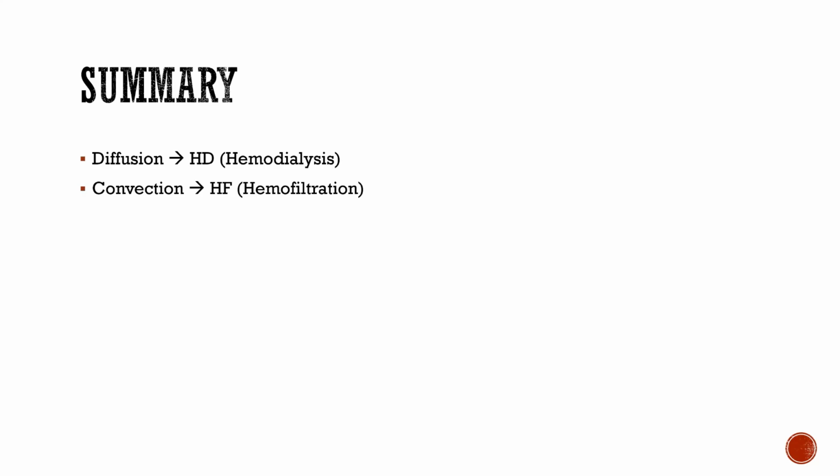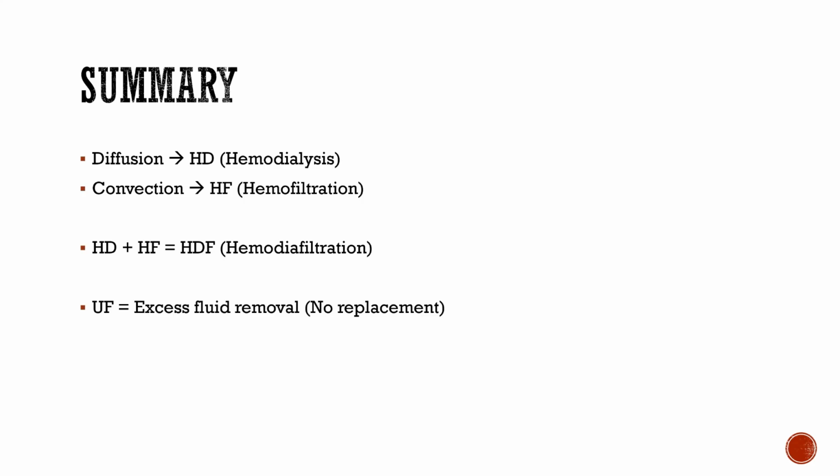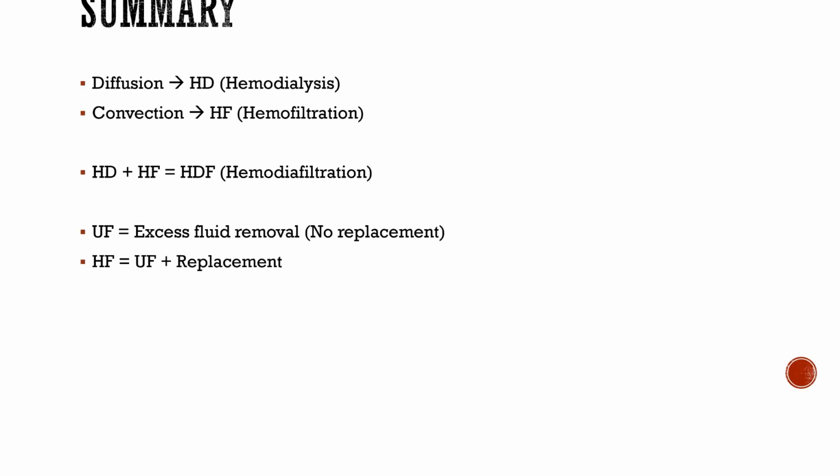So let's simplify it. Diffusion is solute movement based on concentration gradient, used in hemodialysis. Convection is solute movement with water flow, used in hemofiltration. When we combine both, that is hemodiafiltration, we get the best of both worlds, better clearance of both small and middle molecules. And when we remove small volumes of fluid for volume control, it is called ultrafiltration. When we remove and replace large volumes of fluid to normalize solutes, it is called hemofiltration. Essentially, both are convective processes, differing only in purpose and scale. So that's all about solute movement in dialysis, diffusion and convection, the twin principles that make blood purification possible.